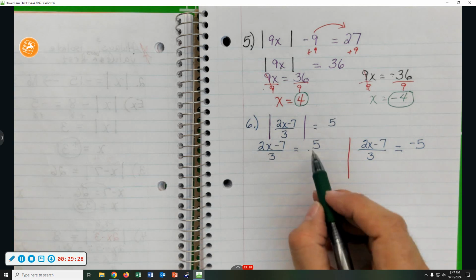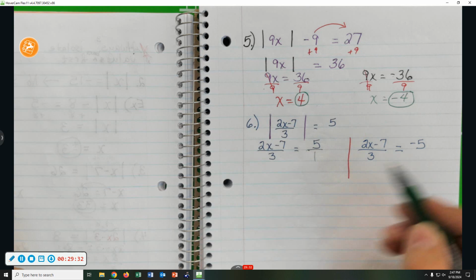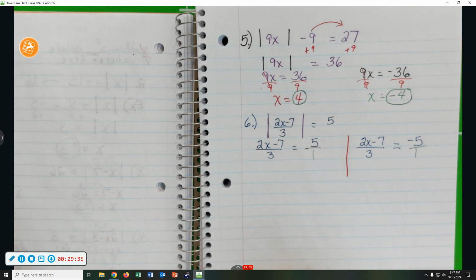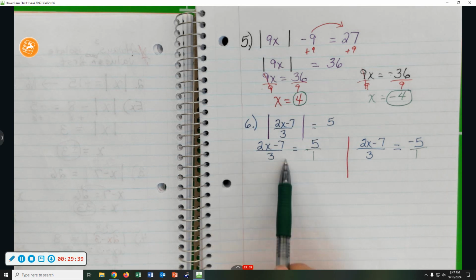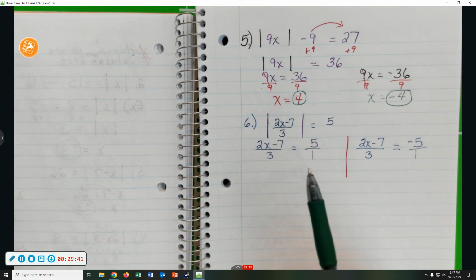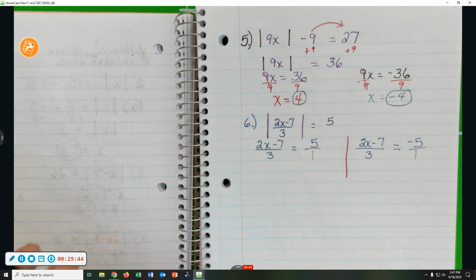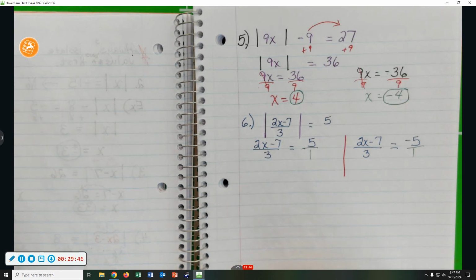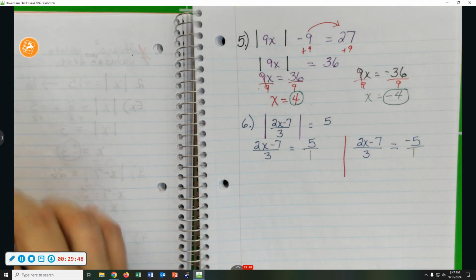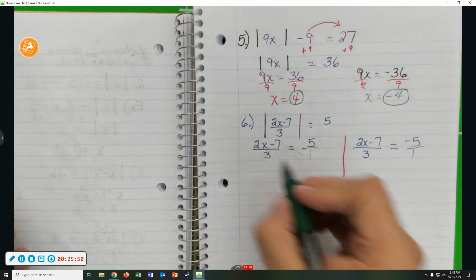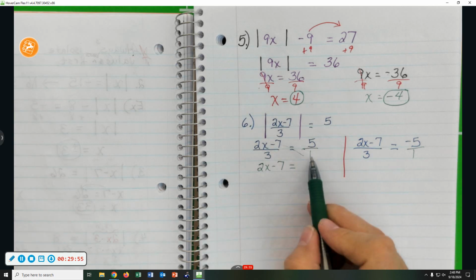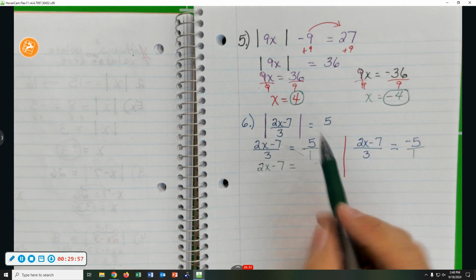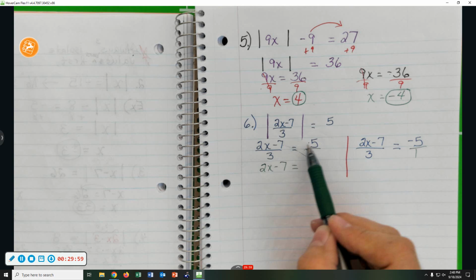I think he was about to write that 5 as 5 over 1 so that he could start cross multiplying. I think that's the quickest way, and quite frankly, students mess up less when they can cross multiply to solve an equation. If you can write it as fraction equals fraction, people do better. So here we'd have 2x minus 7 times 1 equals, what am I about to write here?